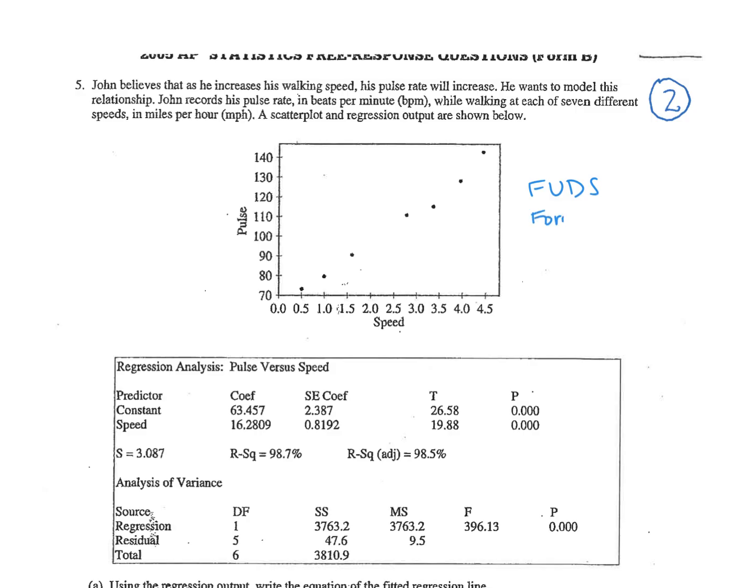Form. So what we mean by that is, is it linear or nonlinear? What does U stand for? Unusual. That is anything unusual. Are there gaps? Are there clusters? Is there an outlier? What does D stand for? Direction. That just is the slope. Is it positive or negative? And what does S stand for? Strength.